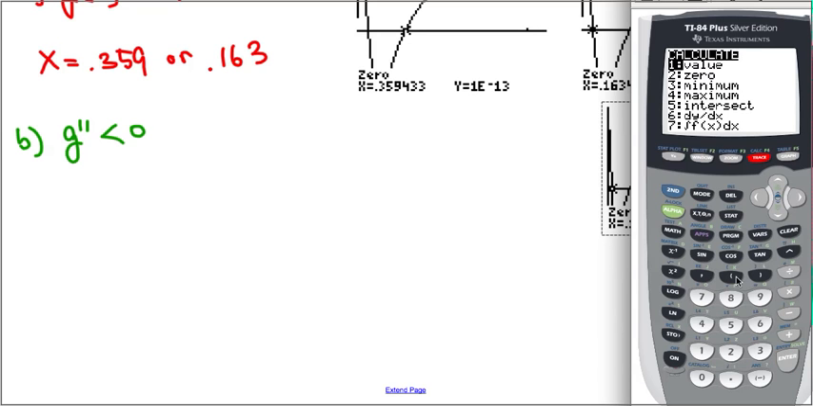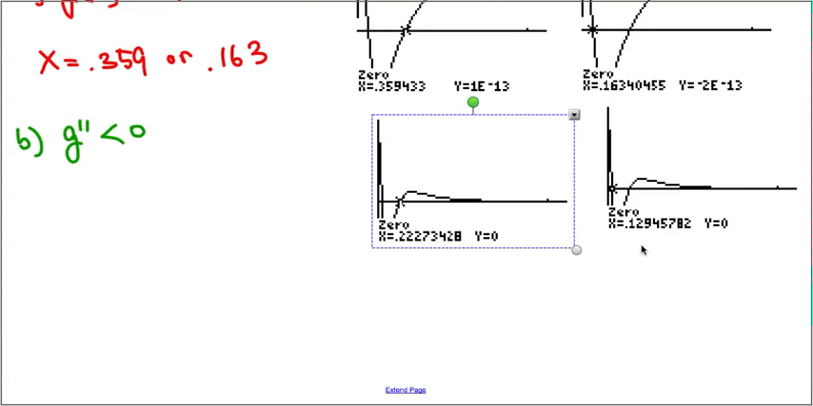Second trace, number 2 once again. Left bound will be that, and right bound has to pass it. Okay. Alright, I believe we passed it. So that's the second value. That means from here to here.